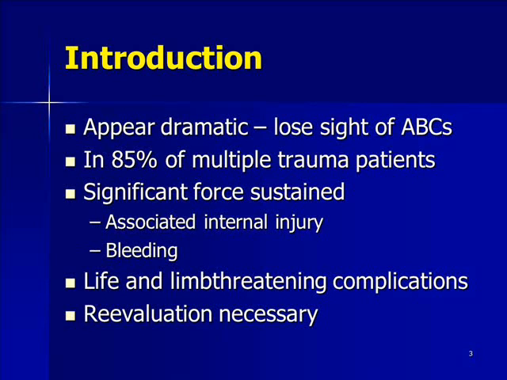Musculoskeletal injuries are quite dramatic and usually attract our attention to the detriment of the airway, breathing, and circulation. 85% of multiple injured patients usually have a musculoskeletal injury, and this is associated with significant internal injury and bleeding, both soft tissue and bony. Life and limb-threatening complications can follow musculoskeletal injury, and we need to be aware of this, and we need to re-evaluate the patient, especially in situations where certain complications can arise.